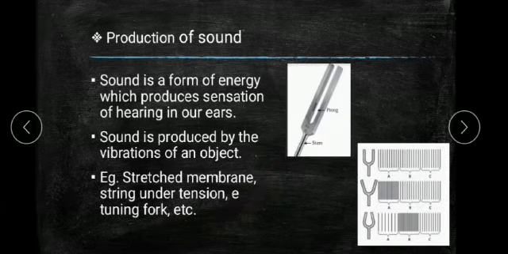If you take the example of a tuning fork, children, a tuning fork is made of two prongs and a stem. Keeping the stem steady, if the prongs are struck, they start vibrating.